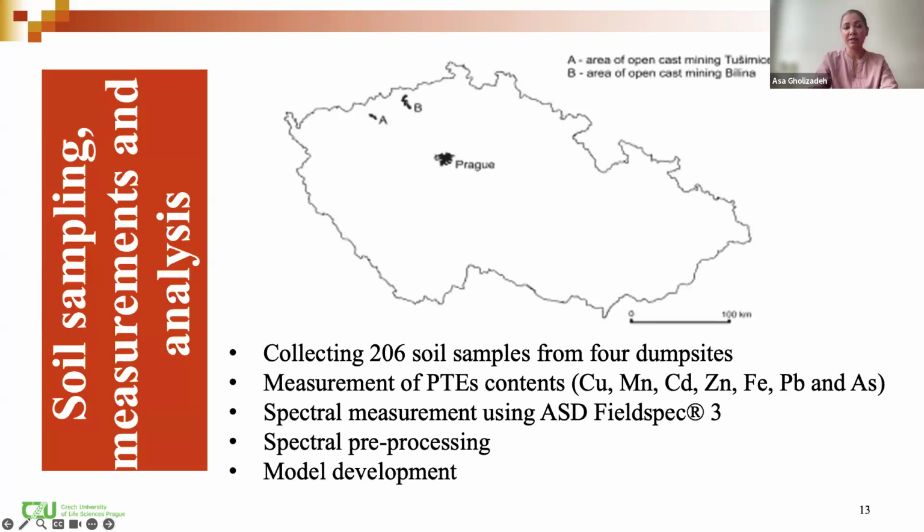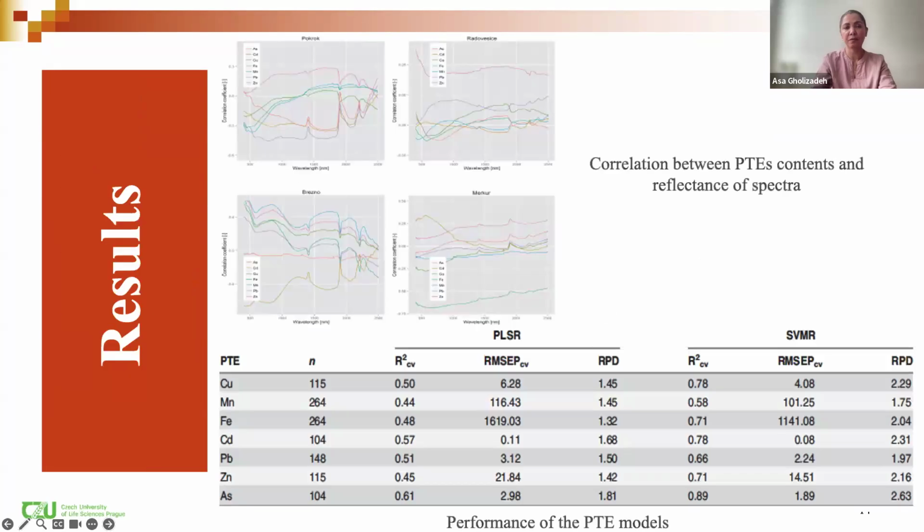206 soil samples were collected from 4 different dump sites, mostly in the northern part of the country, and some potentially toxic element contents were measured. Then spectral measurements were conducted using an ASD FieldSpec, and we did some spectral pre-processing, and finally we developed models. I'm not going through the details of the methodology, as I have been asked not to. We are just going to show some general methods, the plan of the study, and some results.